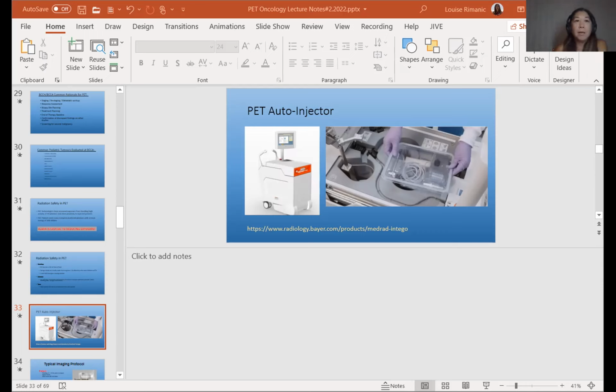This is just an example of a protocol for gallium-68 PSMA. You do not need to memorize this. It's just to give you an idea of how the test is done. Okay? So again, sometimes they give furosemide to try and wash out the kidneys to improve the image quality, and then the typical eyes to thighs protocol.